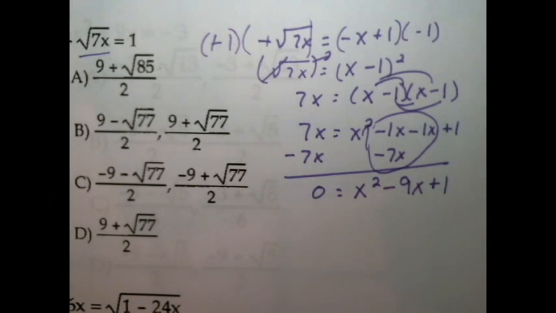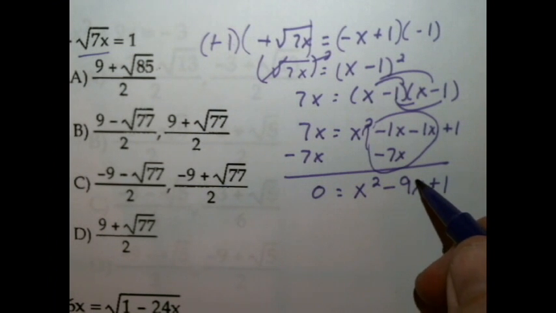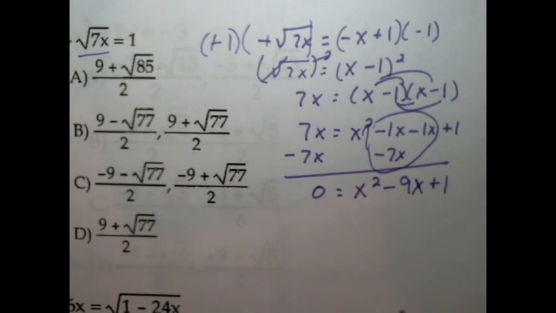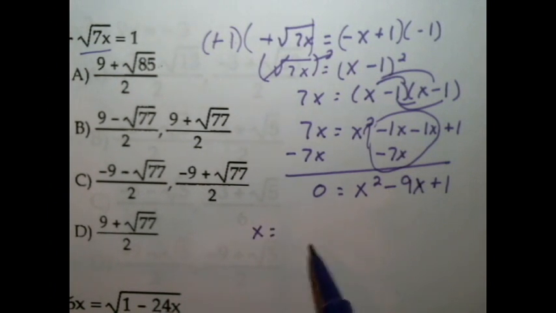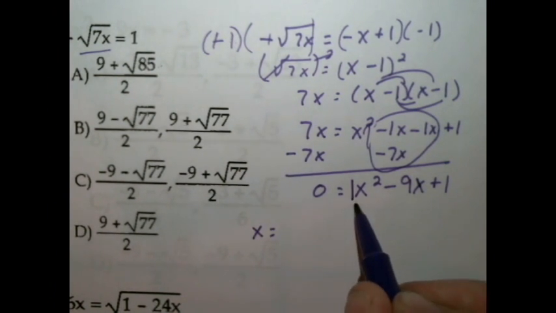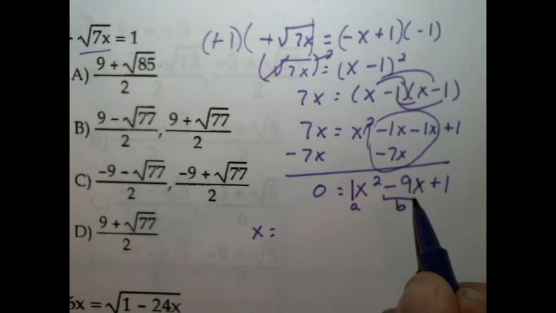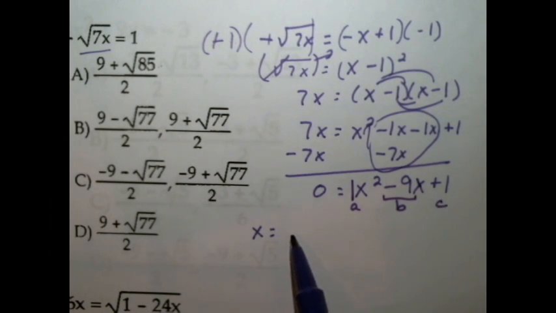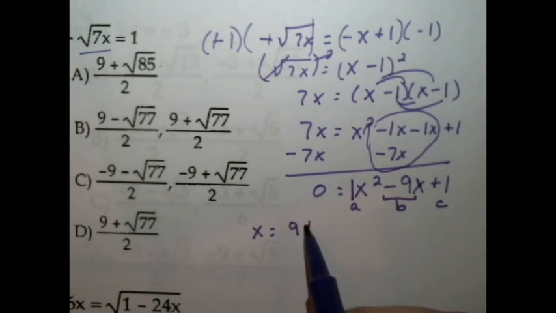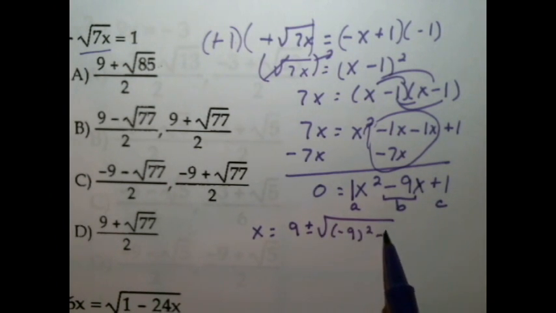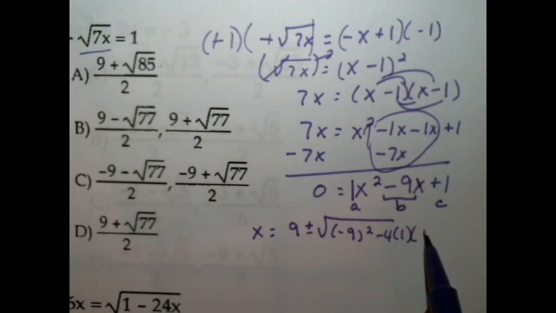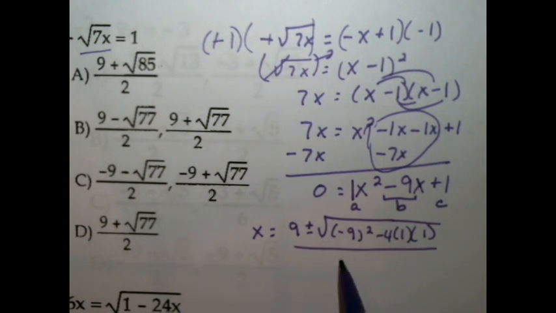Now this looks like a pretty nice quadratic, but unfortunately it can't be factored, so we need to use the quadratic formula. So x equals the opposite of b. Well, a is 1, b is negative 9, and c is 1. So the opposite of b is 9, plus or minus the square root of negative 9 squared minus 4 times a times c. That's both 1. Divided by 2 times a, which is 1.